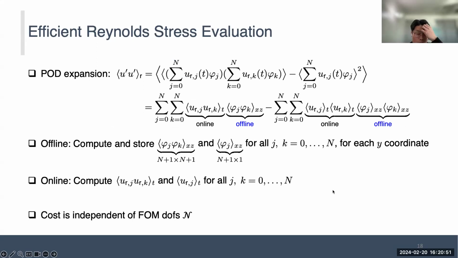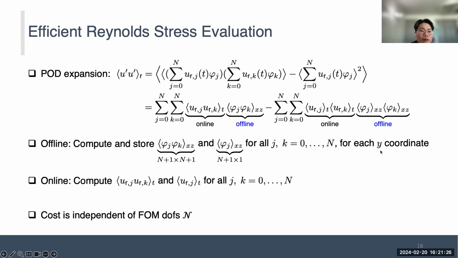So in order to have efficient evaluation of those Reynolds stresses, we do a POD expansion for the raw Reynolds stresses. And then after you work it out, it can be written as quantities that can be computed online, which are the ROM coefficient quantities. And in the offline stage, we just need to store the quantities that are related to the basis functions.